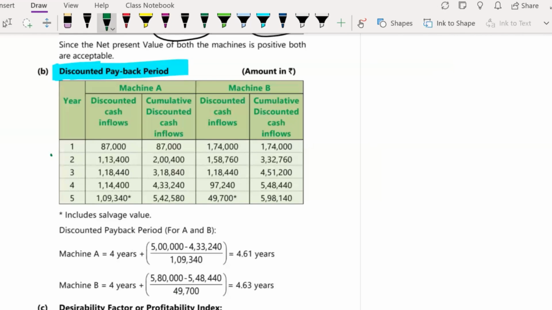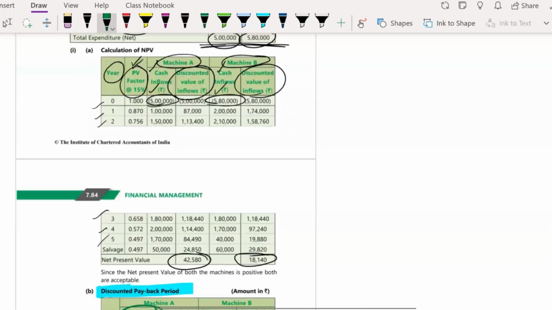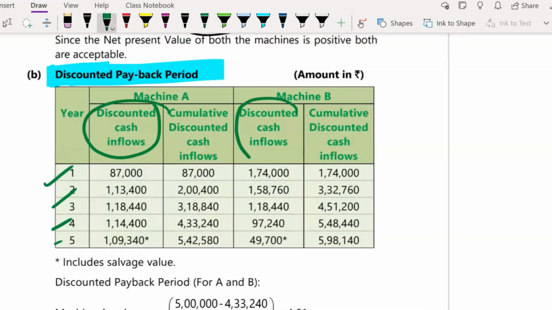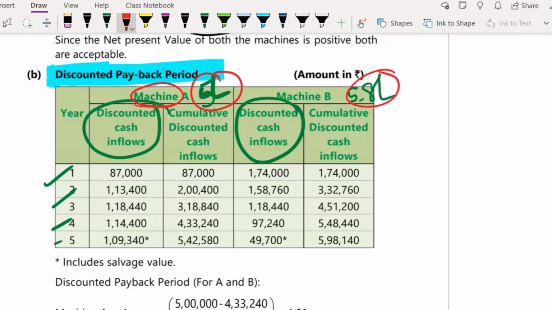Okay, so here you have year 1, 2, 3, 4, 5. Then the discounted cash inflows of machine A, they have directly taken from here. We found them in the NPV, no? They have directly taken them here and written them down. And the same in the case of machine B, they've written the discounted cash inflows. For machine A, what was the cash outflow? It was 5 lakh. In the case of machine B, it was 5,80,000, correct?